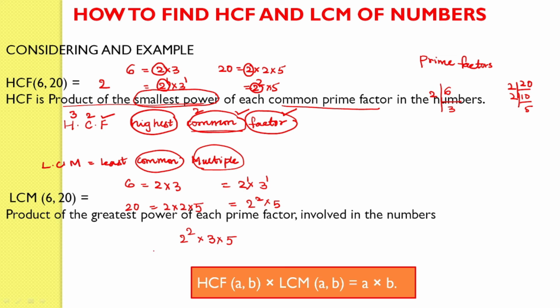Now we have found that the HCF of these two numbers 6 and 20 is 2, and the LCM of these two numbers 6 and 20 we got as 60. If you verify this, the HCF of two numbers 6 and 20 multiplied with the LCM is nothing but the product of the two numbers. So that is what this formula tells us. So this helps us in the following.